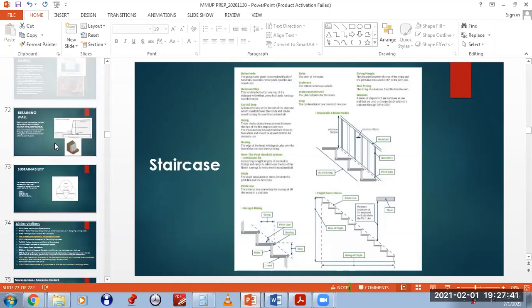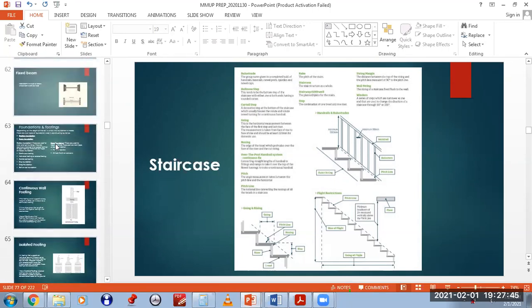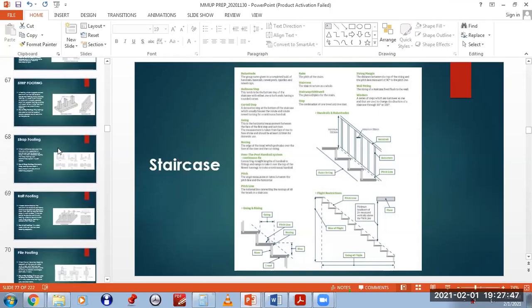Remember we did corbels? Corbels. Okay. Corbel.